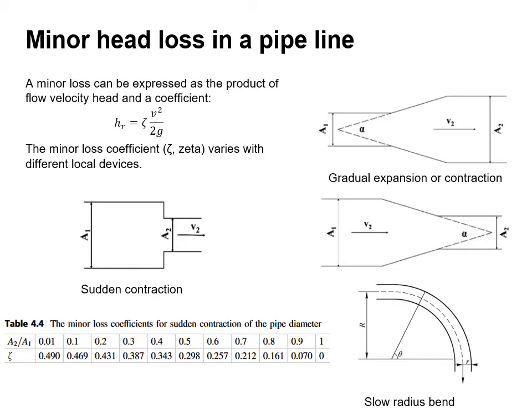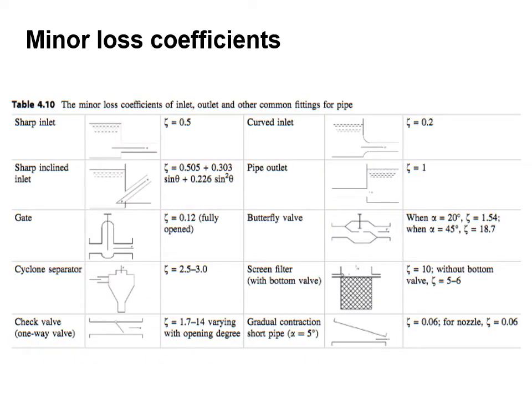The minor loss coefficient, in this case zeta, varies with different local devices. So we can see a sudden contraction, a gradual expansion or contraction, and a slow radius bend are examples. The table shown shows the minor loss coefficients for a sudden contraction of the pipe diameter concerning the ratio of A2 to A1. The table shown provides examples of minor loss coefficients for sharp inlets, inclined inlets, gates, cyclone separators, and check valves.